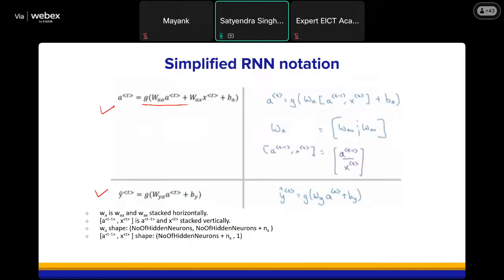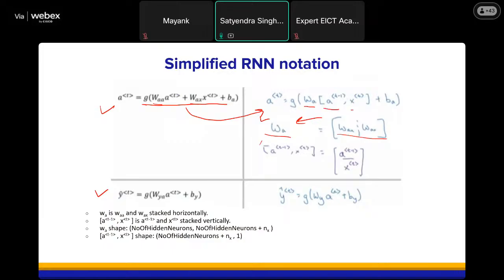And even this complex equation can be further simplified, where you come up with a weight matrix WA, which is nothing but those two matrices WAA and WAX horizontally concatenated. So horizontally put together, then you can think of this as WA.